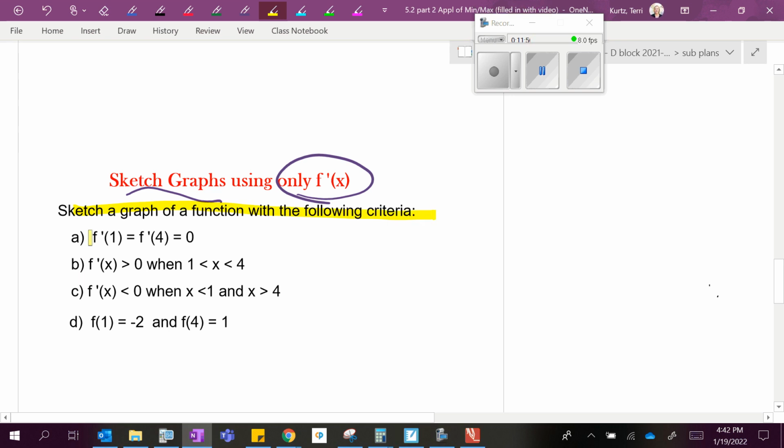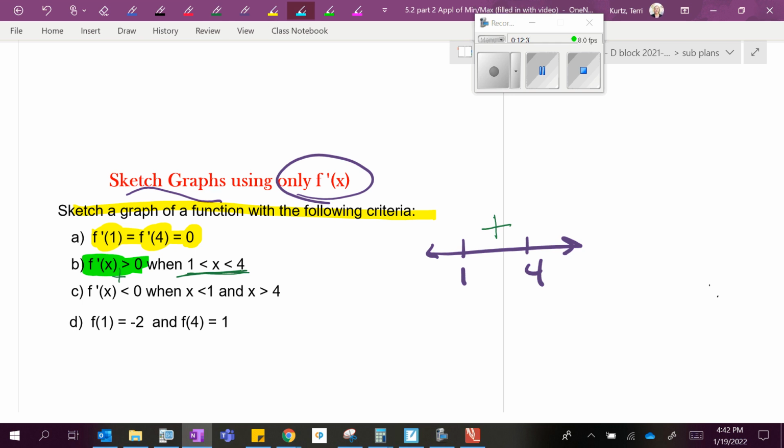So here we want to sketch a graph that has the following criteria. We know that the derivative at 1 and at 4 is equal to 0. So what's that tell us? That tells us that we have critical numbers at 1 and at 4, right? Then it tells us that the derivative is greater than 0, which is another way to say positive, when x is greater than 1 and less than 4. So that tells us we've got a positive on that interval.